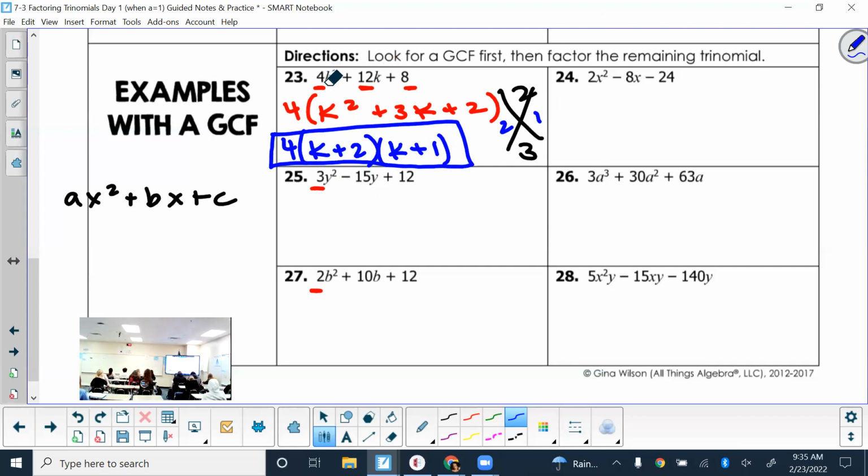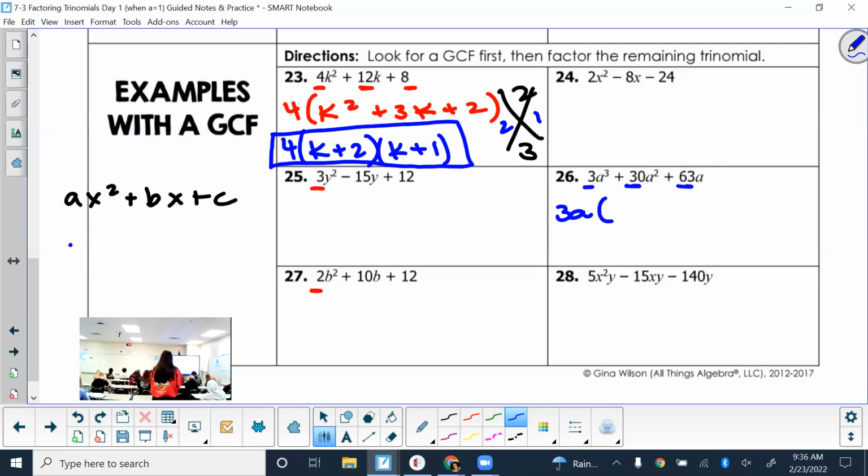Some questions on 23? All right, let's do 26 together, and then I'll give you a couple to try. So 26. Look for a GCF first. So between 3, 30, and 63, what would the GCF be? 3. So 3 does divide evenly into the other ones. Can I factor out an a? Yes, what's the most I can factor out? Just 1. So they all need to have an a to be able to factor it out. Always take out the smaller exponent out of the three. So 3a is my GCF.